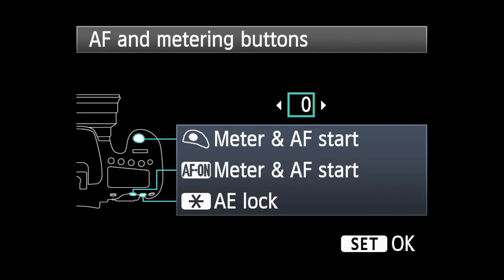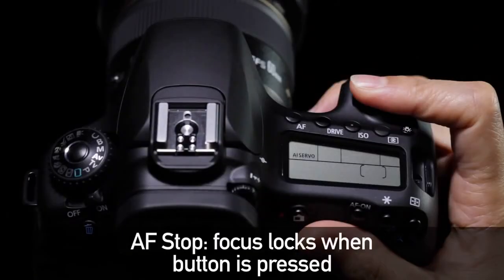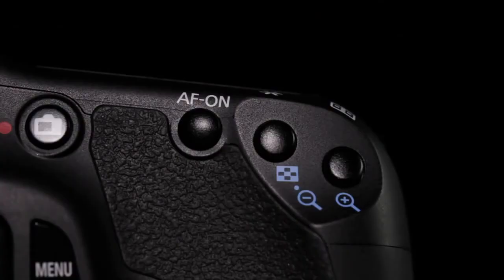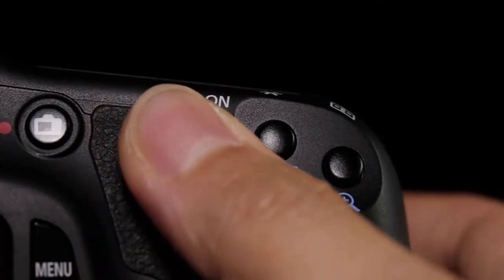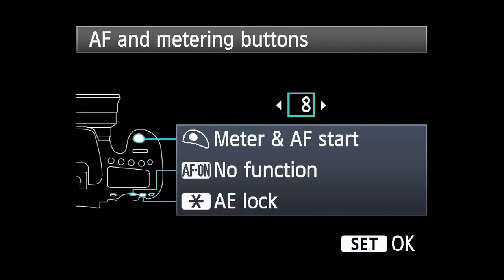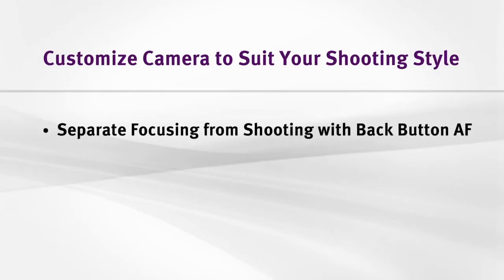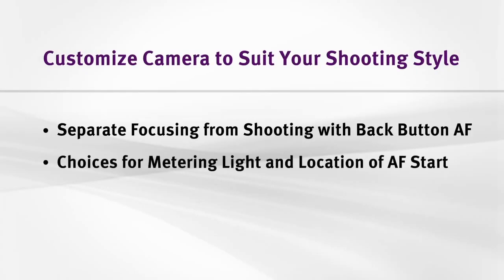AEL is auto exposure lock. Press the button in question and you lock automatic exposure. And AF stop means if you press this button during continuous servo autofocus, you'll lock focus while it's being pressed. There are even settings to disable the rear buttons if you don't want to use one or the other. Try a few different options and you'll no doubt find settings that can be helpful in certain shooting situations.